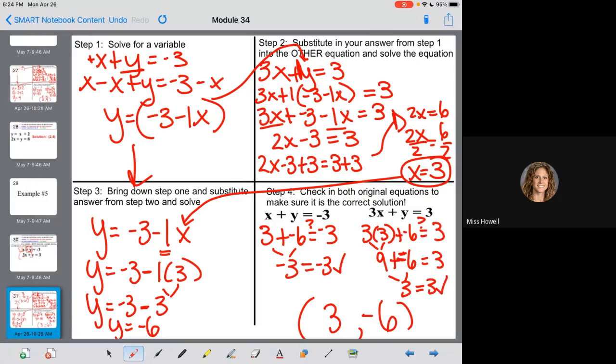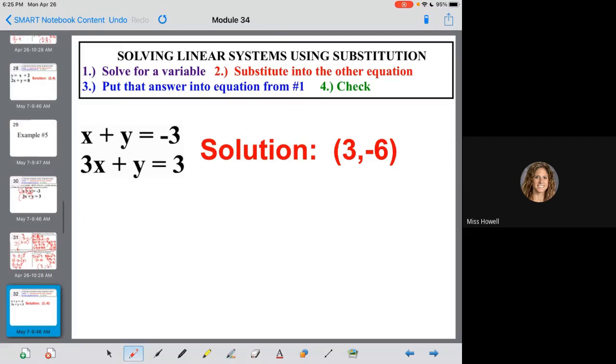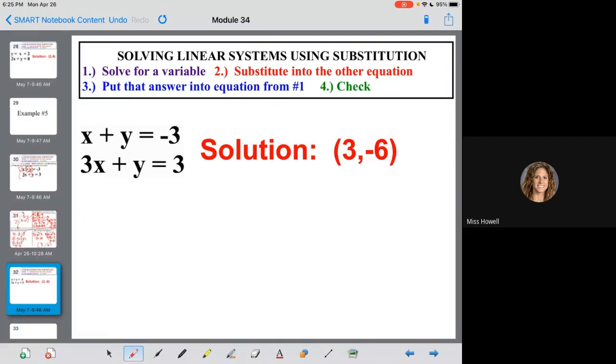So it checks out. Using our substitution method, we have discovered that our solution to this system of linear equations is at (3, -6).